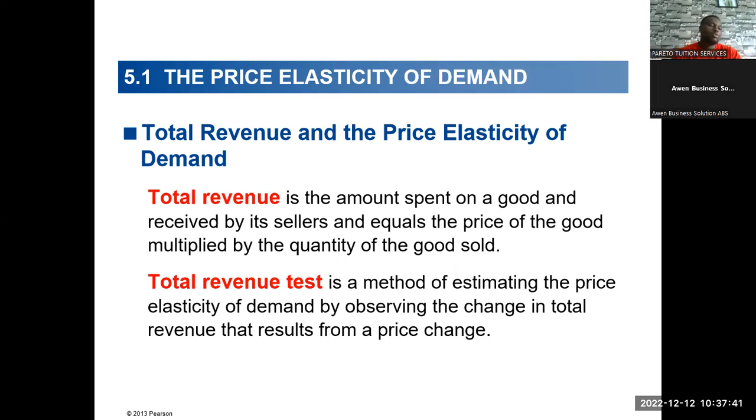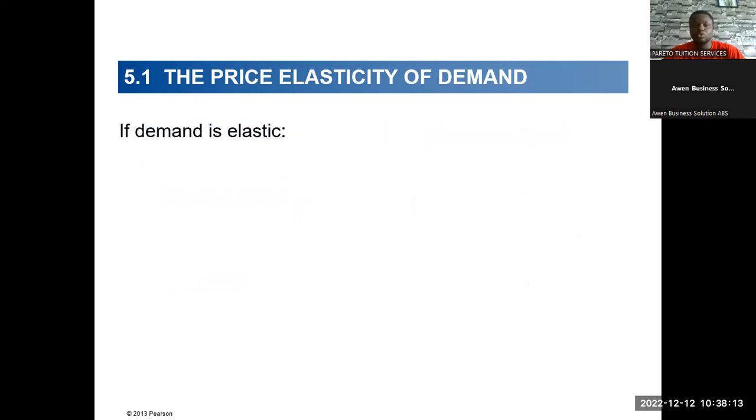Okay. Now, we have something called the total revenue test, where we are able to have a fair idea of the elasticity of demand for the good just by looking at how total revenue changes whenever there's a change in price. So when the price of the good changes, will total revenue go up? Will it come down? Either way, we'll be able to know the type of elasticity we are talking about. That's what we call the total revenue test. Let's look at that.